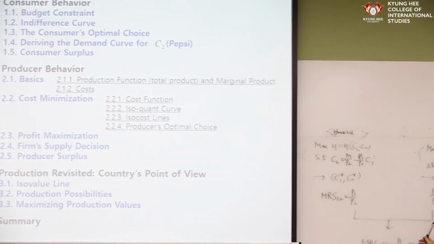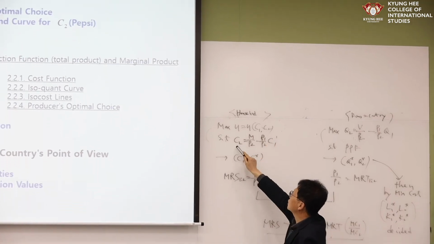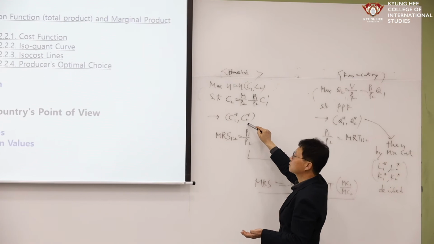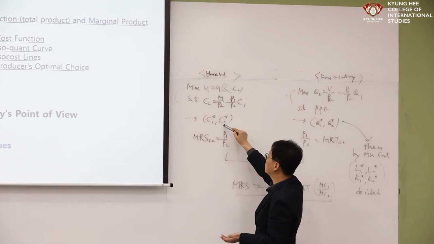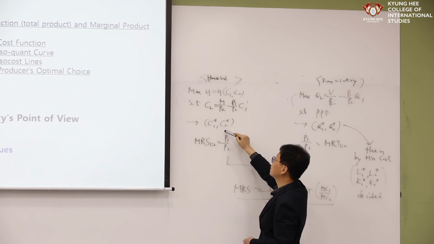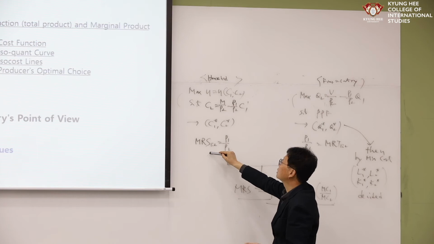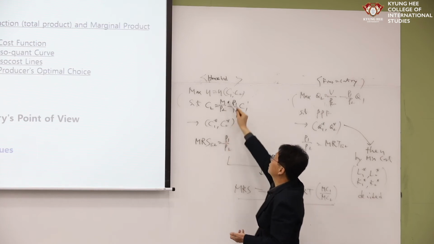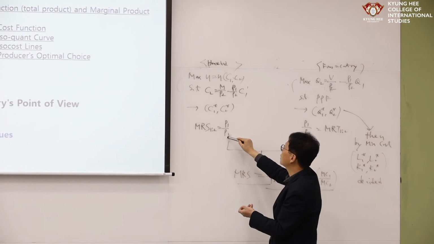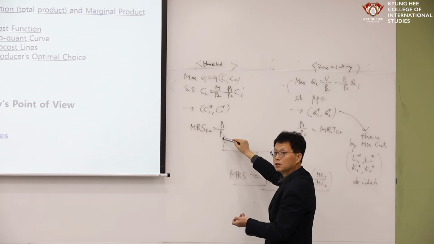Summary is this. As we already studied, how to solve the utility maximization problem subject to the budget constraint to find the optimal consumption bundles of two goods, C1 star and C2 star, or the optimal demand for good 1 and good 2. The condition for this is that the MRS, the slope of the indifference curve, is equal to the relative price of good 1 in terms of good 2 faced by consumers, right?